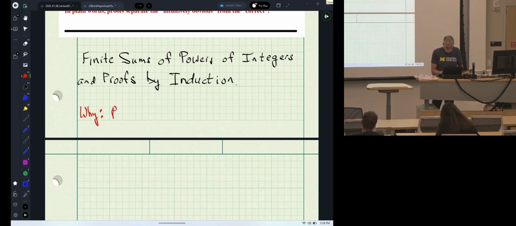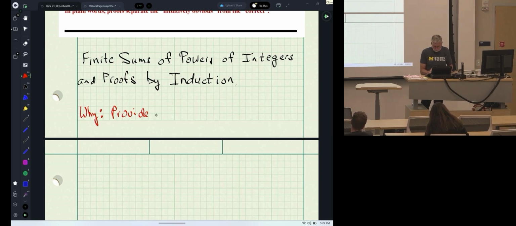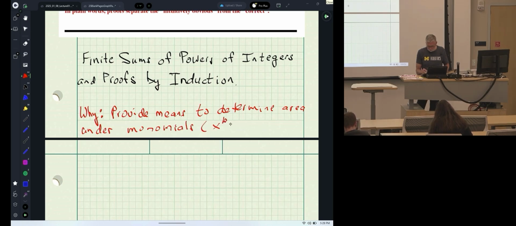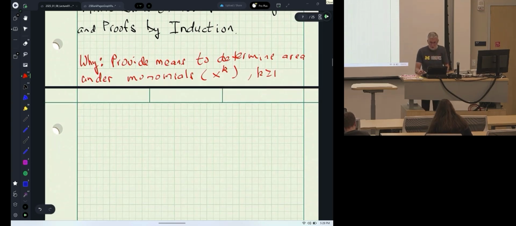So this means to determine area under monomials. And monomials are things x to power k, where k is 1, 2, 3, 4, 5, etc. Okay.